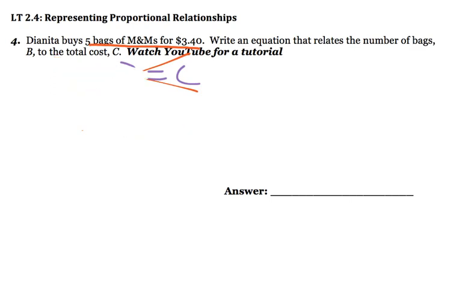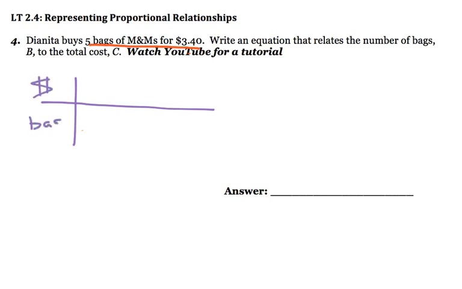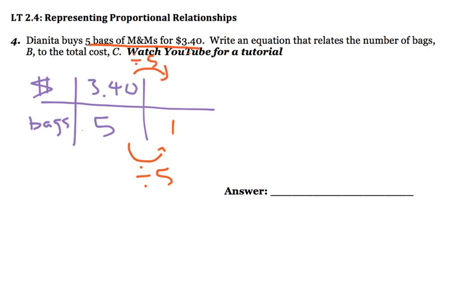So for a problem like this, I would say what you're trying to do is figure out how much one bag costs. And what that would look like visually is we have dollars, and we have bags, and we know that 5 bags costs $3.40. And we're trying to find the cost of one bag. So long story short, we're going to use long division so that we can do $3.40 divided by 5.